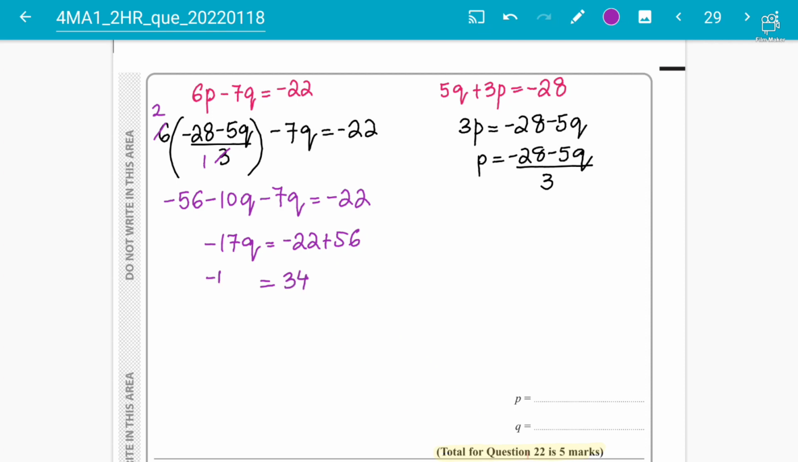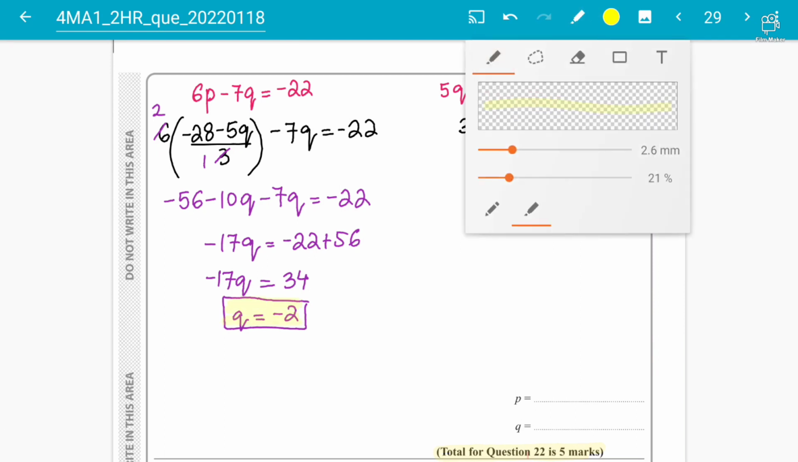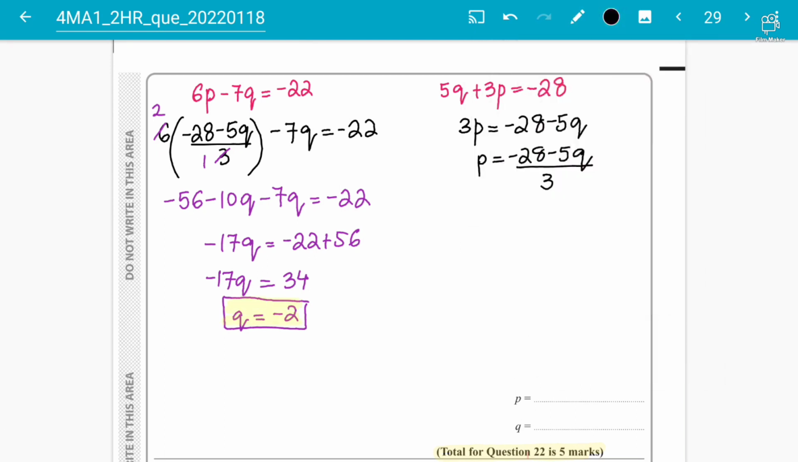So here we go, negative 17q equals 34. So it will be 34 divided by 17, minus 2 is the value of q coming. It's 100% correct answer. Okay, students, make sure most of the time when you do a long calculation, it should come out as an integer and not decimals. Okay, so q value is minus 2. It's correct. Just substitute the value there, students.